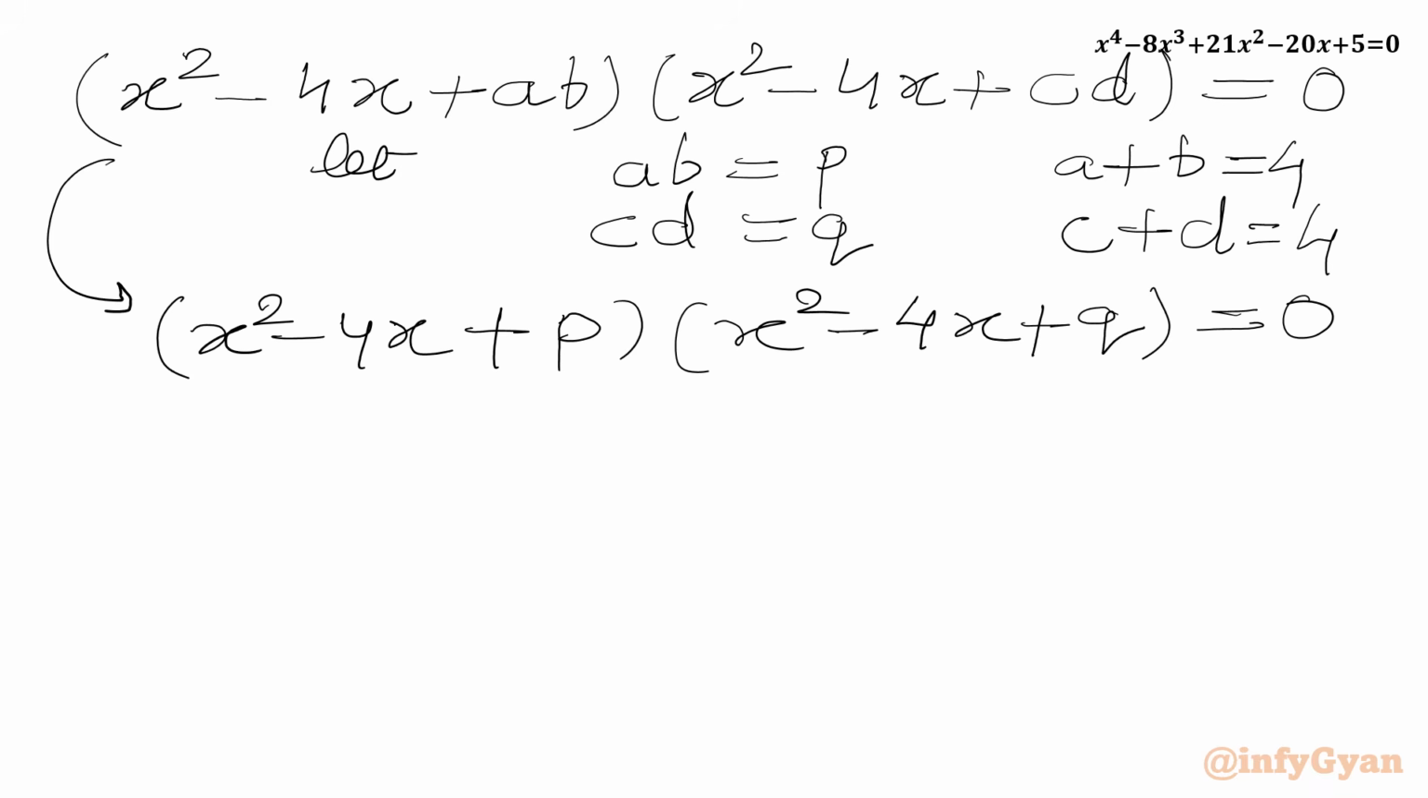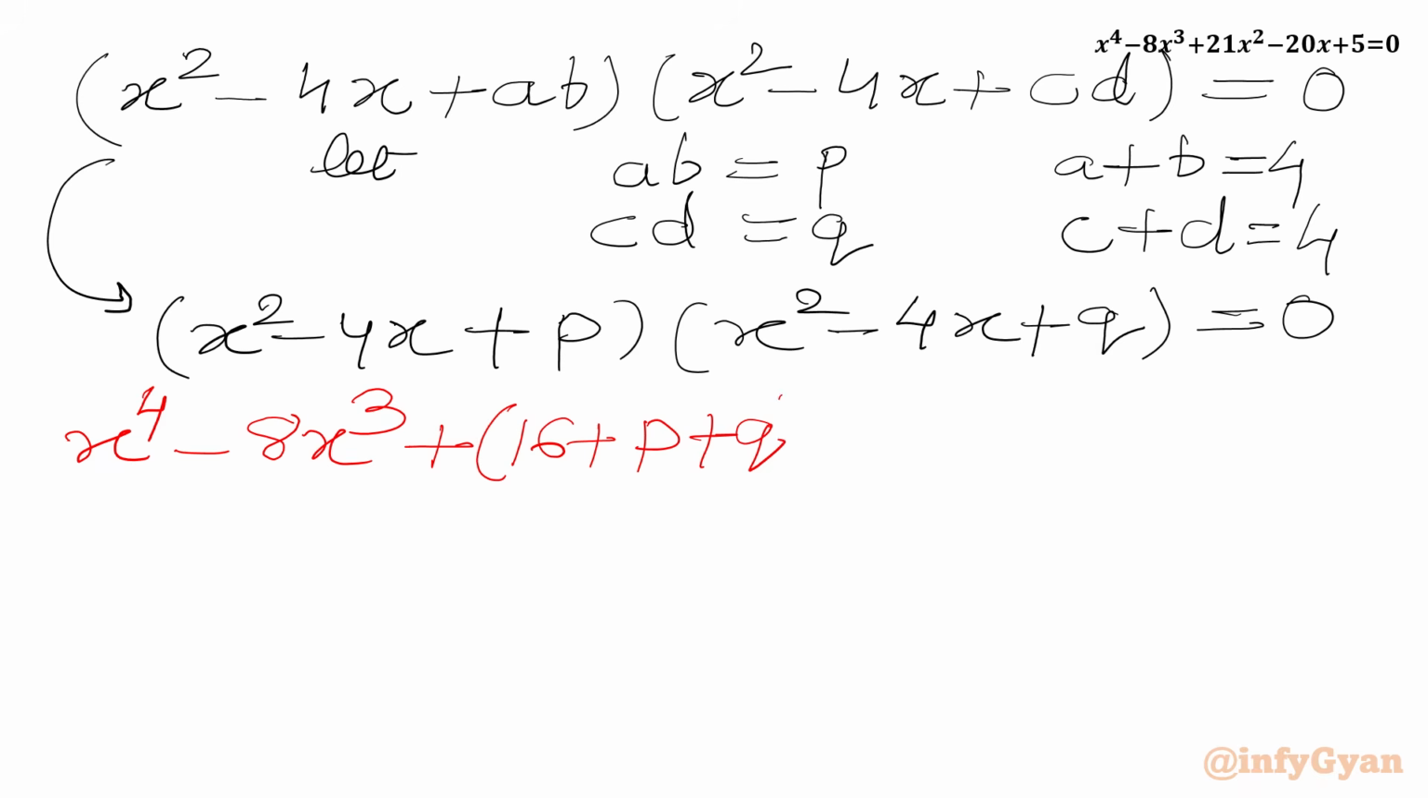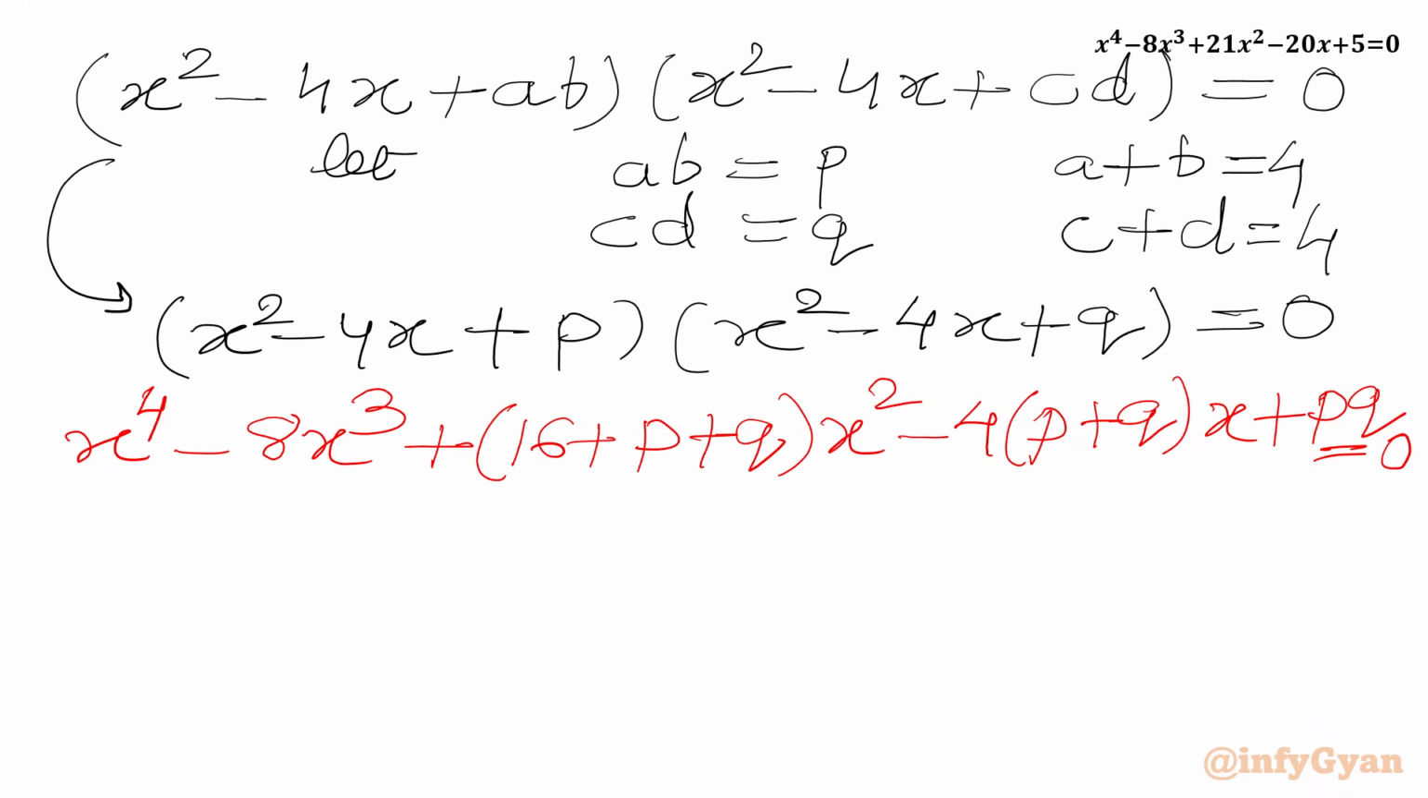Now we have to multiply these two brackets. So I will write here x square times x square, x power 4. Then we will get minus 8x cube after simplification of LHS terms. Then we will be writing plus 16 plus p plus q times x square. Then we will have minus of 4 times p plus q times x. Then we will write plus pq equal to 0. Here we have the quartic equation.